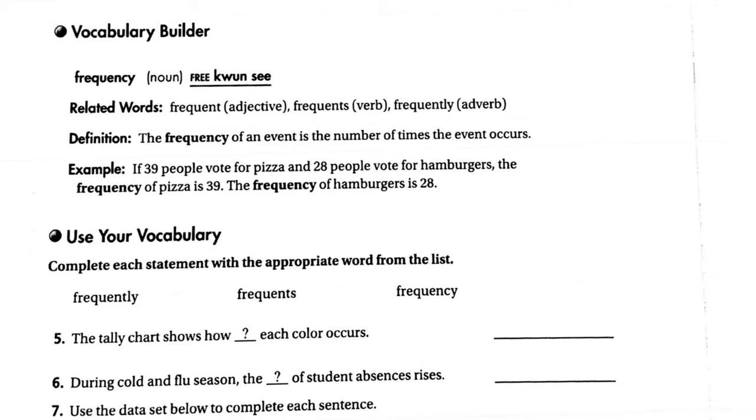So first we need to decide what frequency is. The frequency of an event is the number of times that the event occurs. So if it happens more frequently, that means it's occurring more often. In this example, if 39 people vote for pizza and 28 people vote for hamburgers, the frequency of pizza is 39 and the frequency of hamburgers is 28. So again, the frequency is the number of times an event occurs.